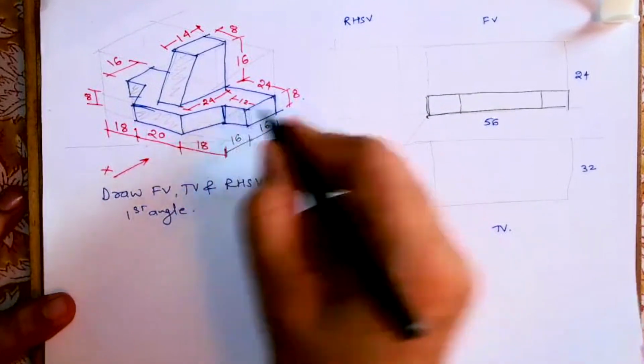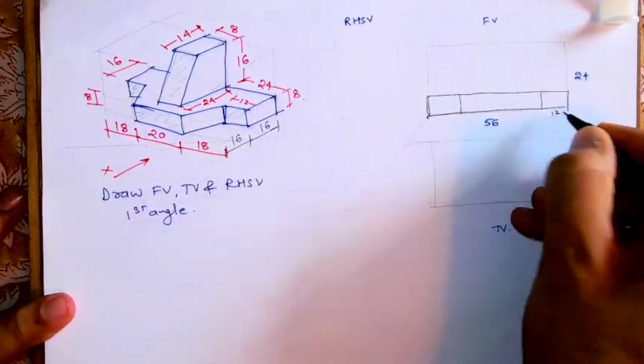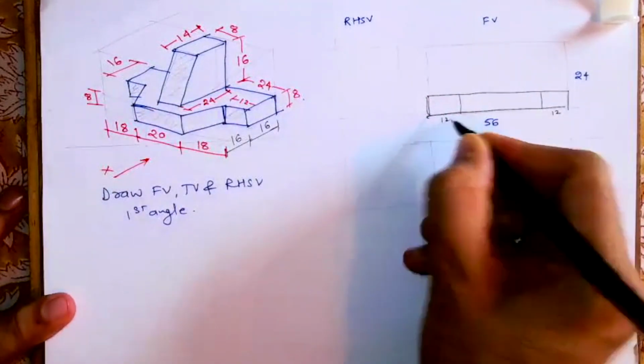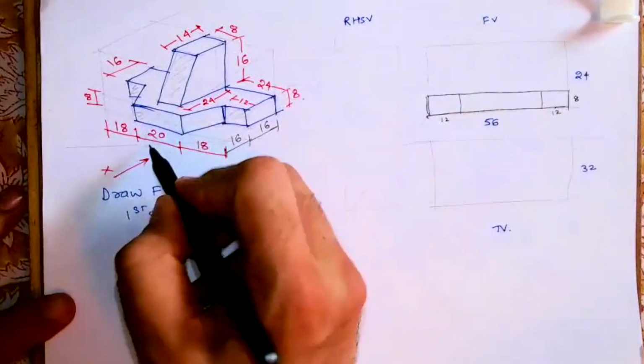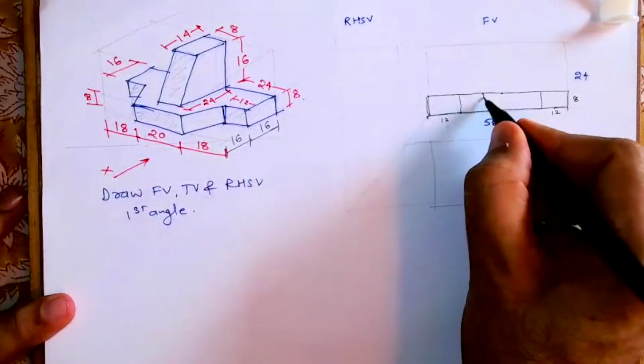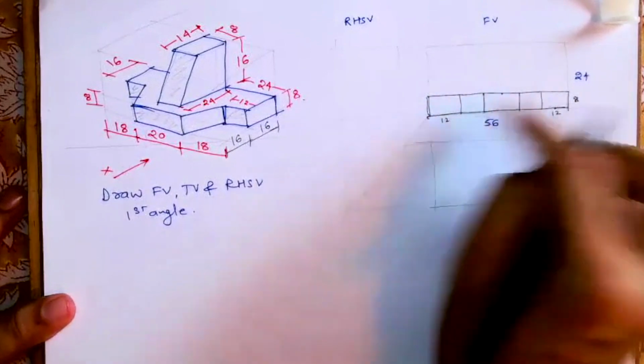Sorry, this is 12. This is 12. 12 on both the sides and height is 8. This is what we will draw and this is 20. So from center I can take 10, 10. So it will be somewhat like this.